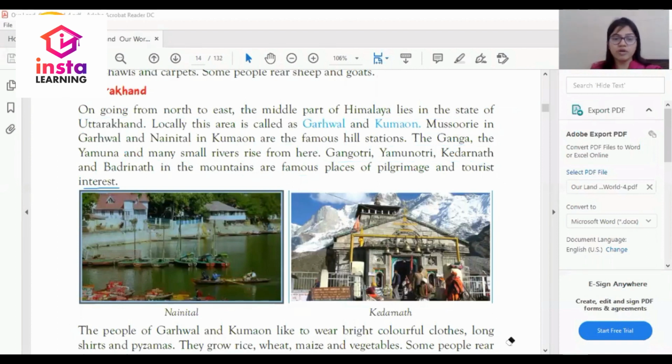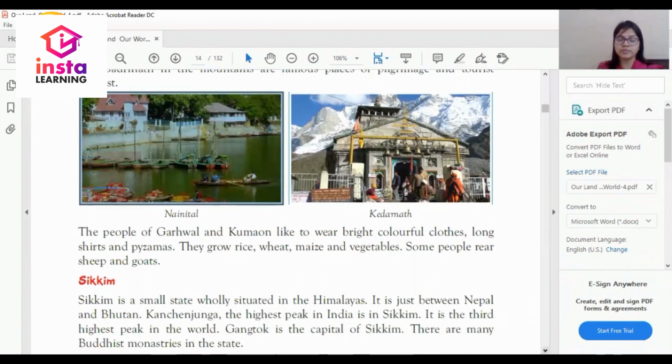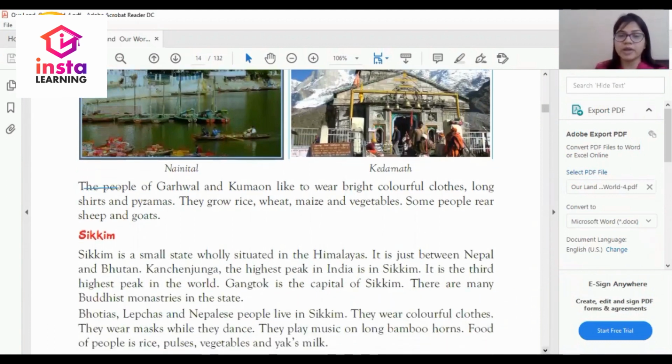The people of Gadwal and Kumaon like to wear bright color clothes. तो वहाँ के लोग, कुमाऊं और गढ़वाल के लोग कैसे कपड़े पहनना पसंद करते हैं? ब्राइट कलर के. Long shirt and pajama are the famous costume of Uttarakhand. They grow rice, wheat, maize and vegetables. Some people rear sheep and goats in Uttarakhand.